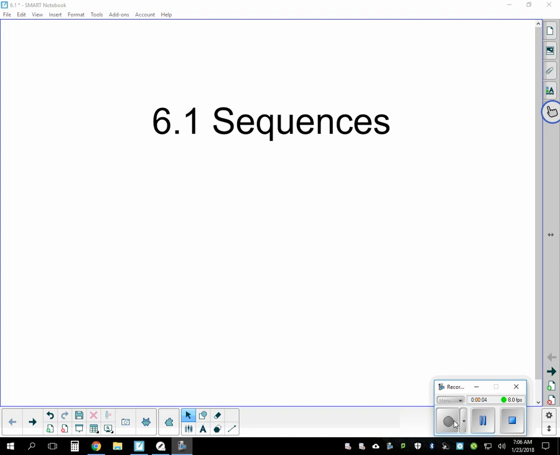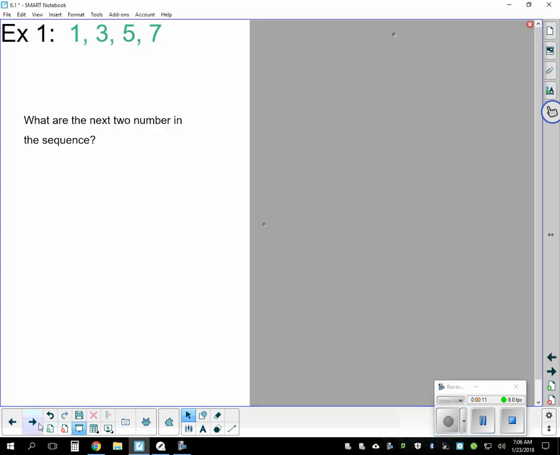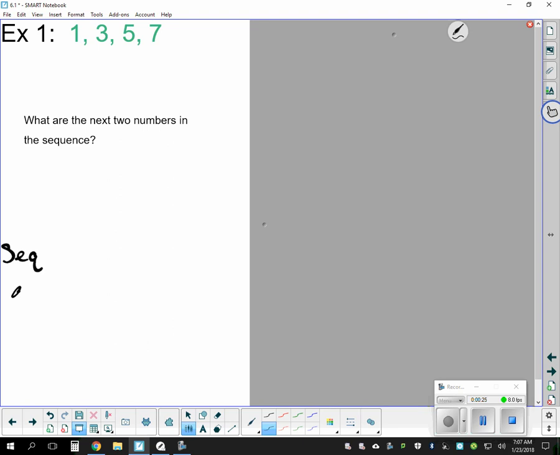Okay, new chapter. Section 6.1 is about sequences. What are the next two numbers in the sequence? So first of all, what is a sequence? A sequence, let's write the definition down. If you see the word sequence down on your paper, write this definition down.